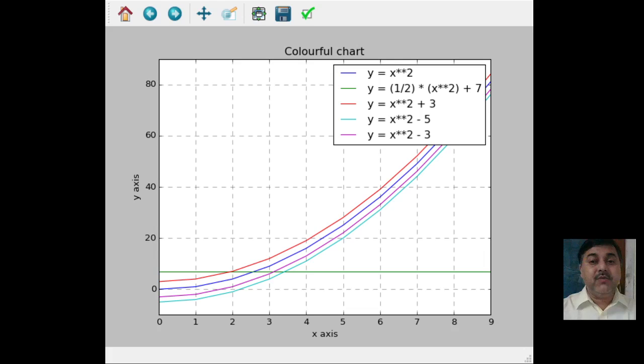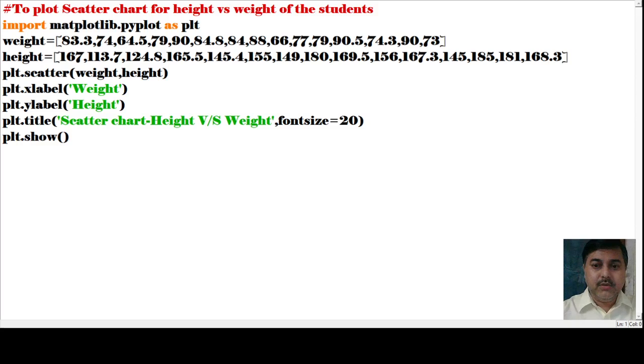So let us see what the second program is. Now see the next program. The next program is not a line, it is a scattered graph. A scattered chart is what we can find here, based on height and weight.